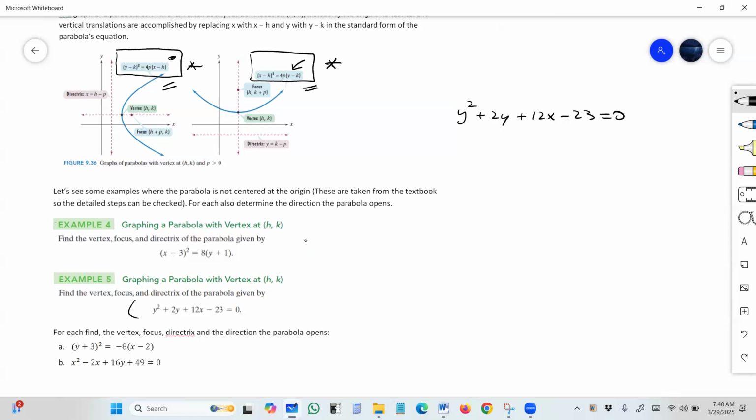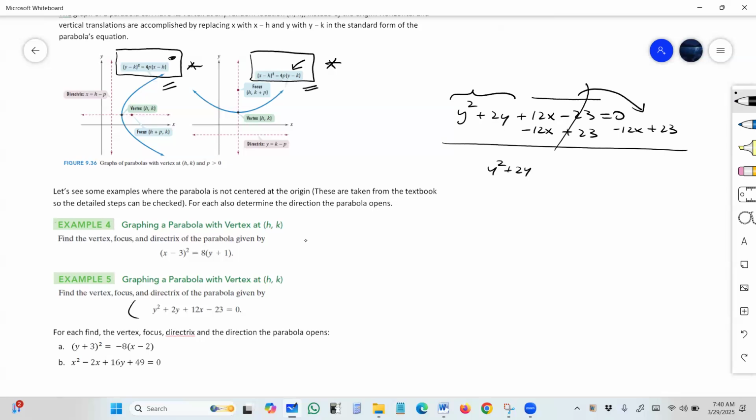The completing the square part is going to be done just like you did it on circles. It's going to be done on the variable that has the square. The variable that does not have the square is going to go to the other side of the equation. So in this case, the y component has the square. So the very first thing I'm going to do is subtract 12x and add 23 to both sides of the equation, because that has to go to the other side so that I can start putting it in standard form. So I have y squared plus 2y equals minus 12x plus 23.